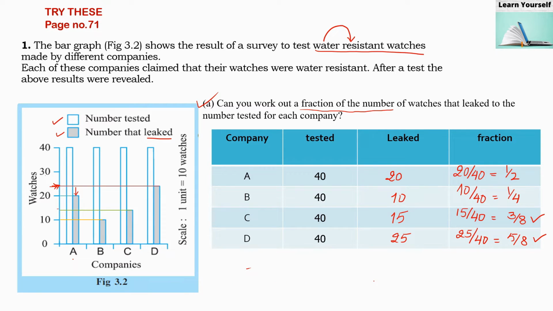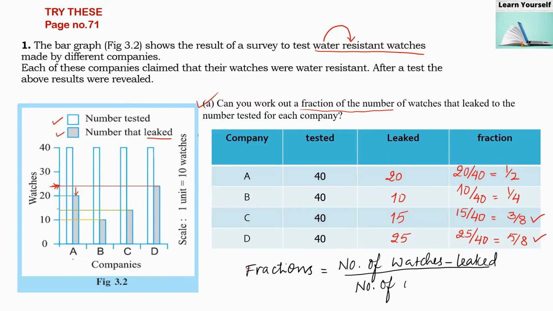So now these are our fractions, and what fractions have we found out? The number of watches which leaked divided by the number of watches tested. So these are the answers for the first question, that we got these fractions.